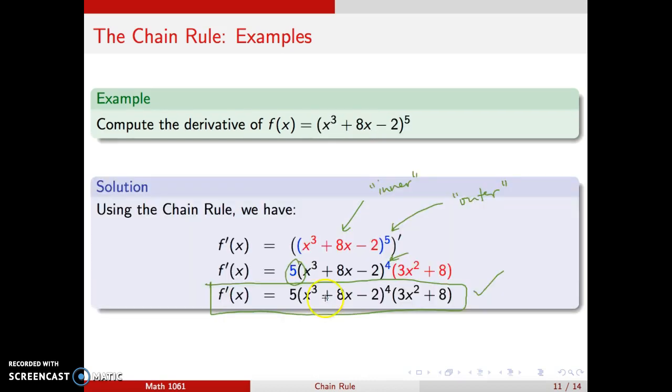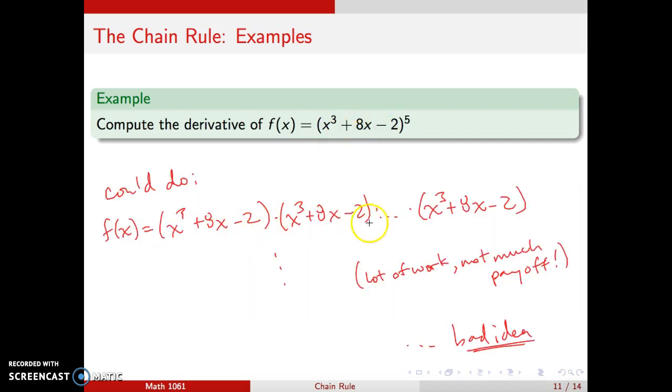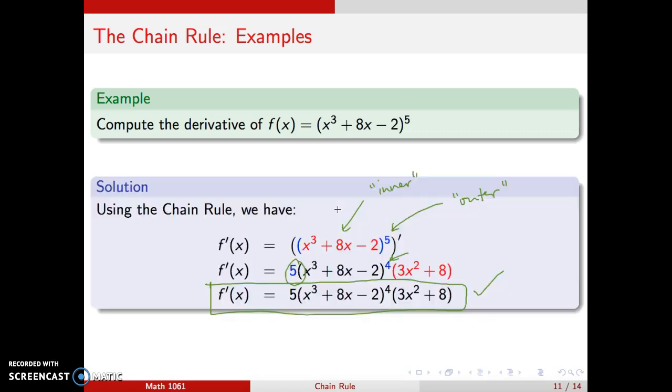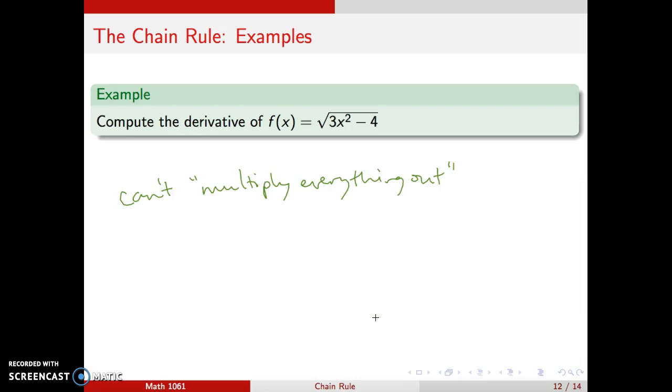By the way, if we jump back here, if we had expanded this like we kind of suggested, and then taken the derivative, it would have been a polynomial. It would have been pretty big, but we know how to do that. But then f prime would have been super messy and big and not fun. So by keeping this compact and tight together, it makes that result pretty manageable. Okay, so we can't multiply everything out. Got to do the chain rule.